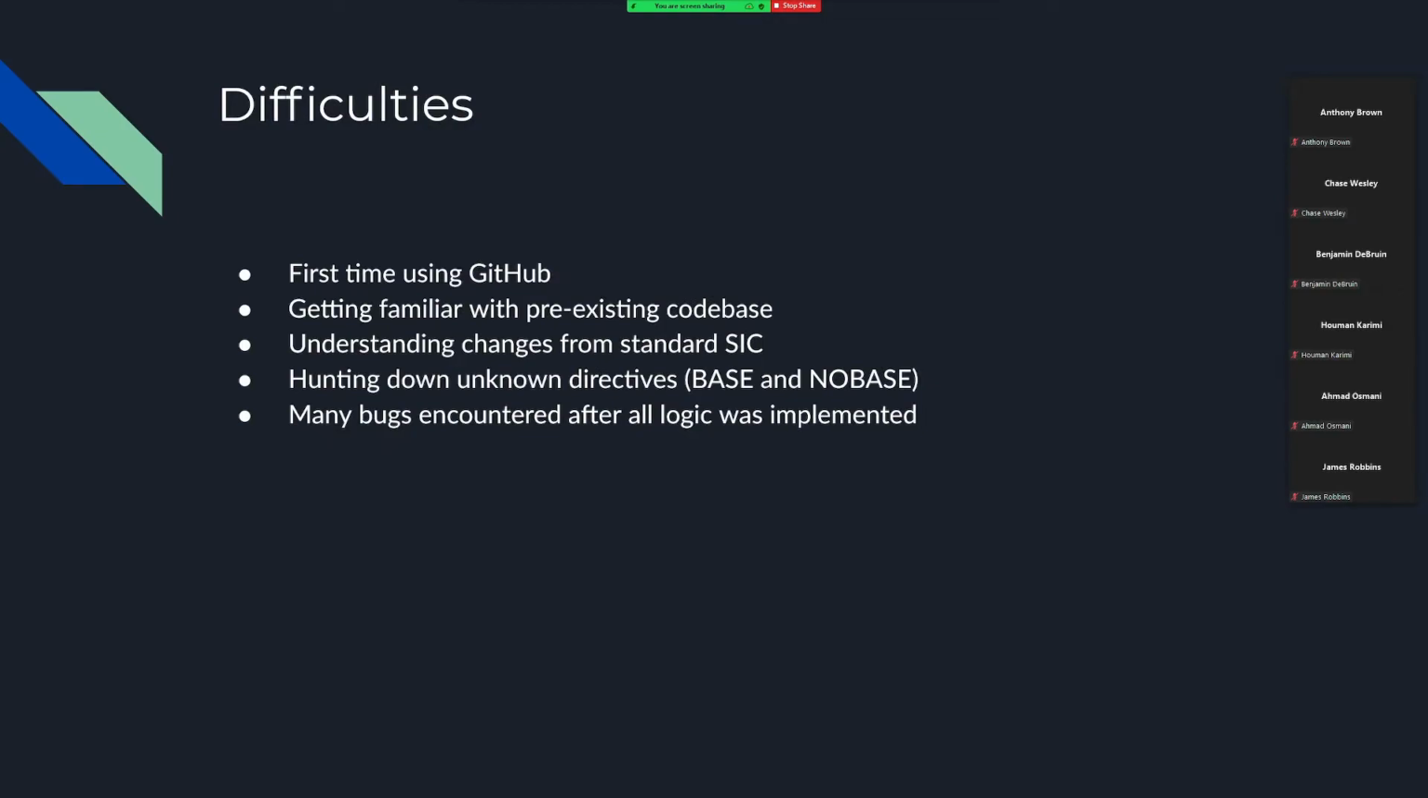Difficulties: GitHub. I'm pretty sure we all struggled; none of us had any GitHub experience at all, so we had to spend a certain amount of time all getting used to that. Getting familiar with the pre-existing code. Again, we used my pass 1 and pass 2. I tried to explain the code as best as I could, but there's always going to be that hurdle that you're going to have to jump over using other people's code.